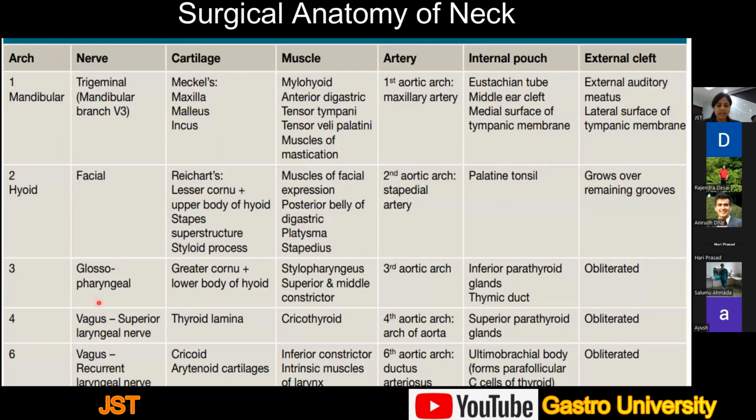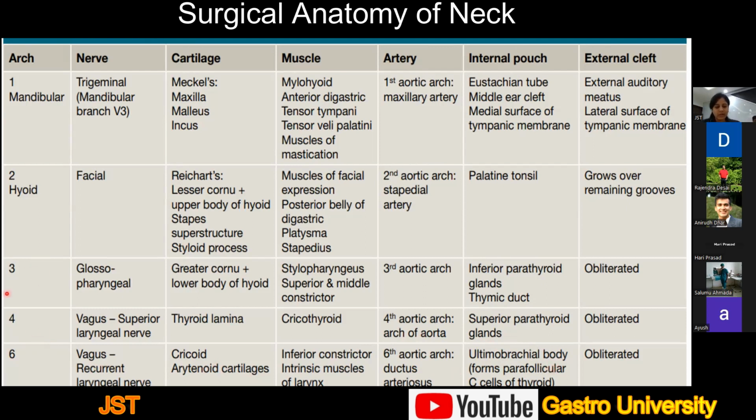The third is the glossopharyngeal, which has the greater cornu and the lower body of hyoid, stylopharyngeus and constrictors of the pharynx. The third artery is the carotid itself, and the inferior parathyroid glands and the thymic duct. The fourth is the vagus with SLN, which has the thyroid lamina as a cartilage and cricothyroid as a muscle. The artery is the aortic arch or the fourth aortic arch. The superior parathyroid glands are formed by the fourth arch. The sixth is our recurrent, which has cricoid and arytenoid cartilages. The muscles are the intrinsic muscles of the larynx and the inferior constrictor. The sixth arch artery is the ductus and the internal pouch is the parafollicular C cells of thyroid.